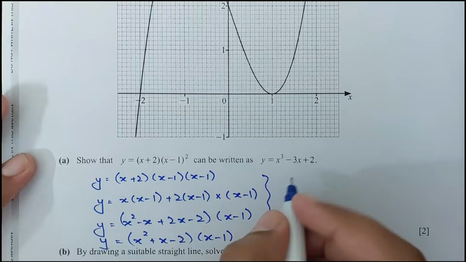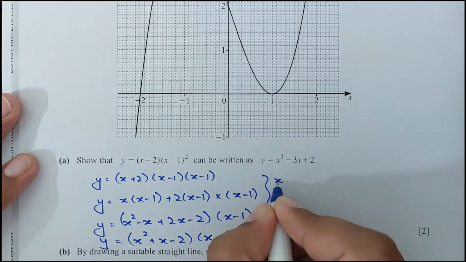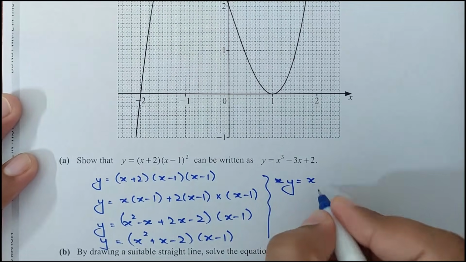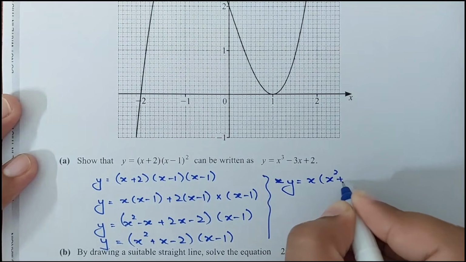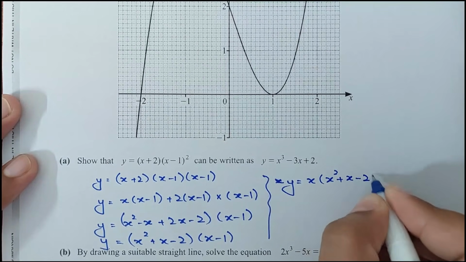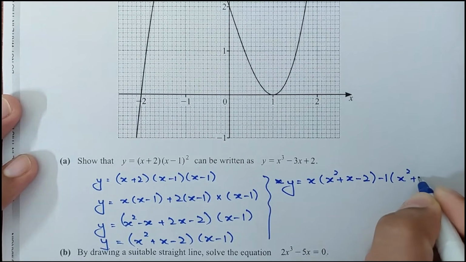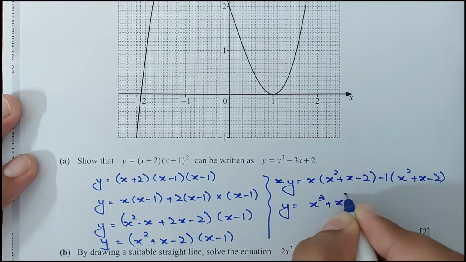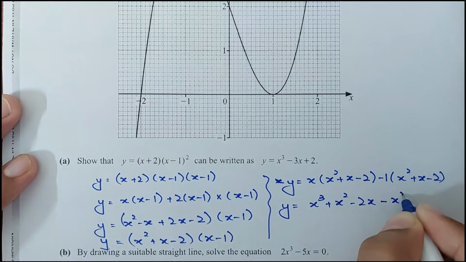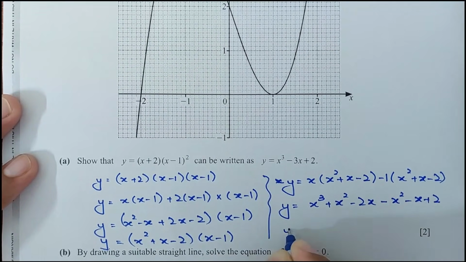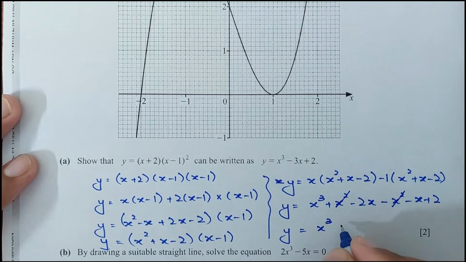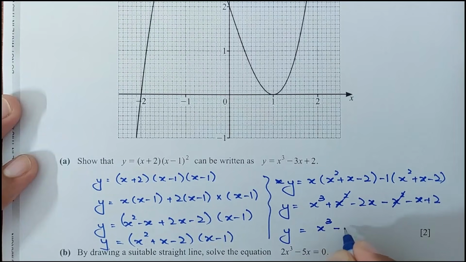Further simplification, we can do y equals to, this x is multiplying with these terms in the bracket, x square plus x minus 2, and negative 1 with x square plus x minus 2. So y equals x cube plus x square minus 2x minus x square minus x plus 2. So y equals x cube, these two are cancelled out, right? We have minus 2x and minus x would be minus 3x and plus 2. So this is exactly in that form.